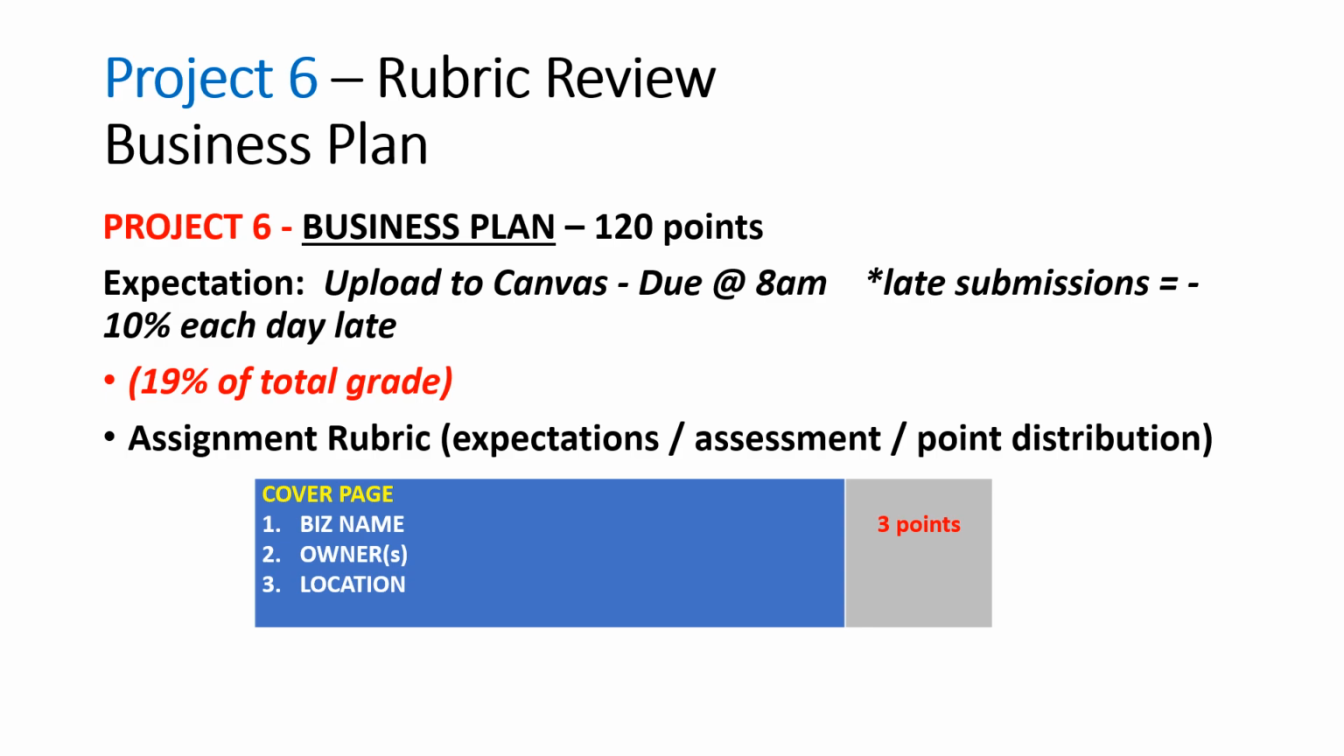Final project, Project 6. Let's do our rubric review for our business plan and pointers for success. You can see it's a total of 120 points, 19% of your total grade, but again, you're going to see how your previous projects, 3, 4, and 5, along with your discussions and your essays are going to be components of this.